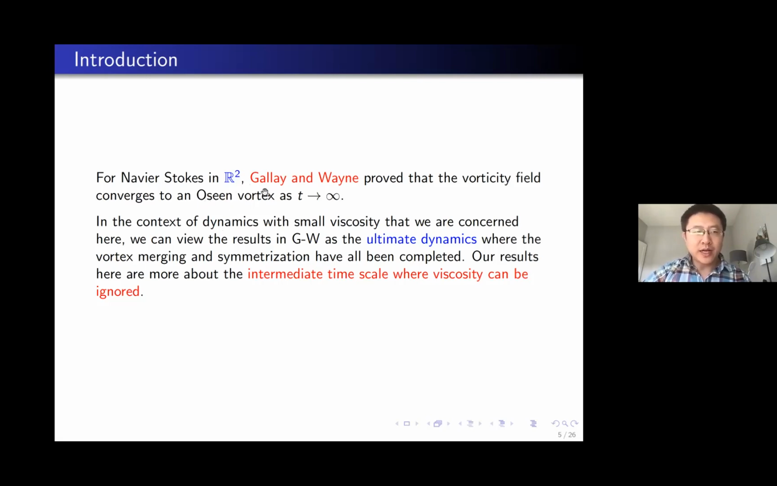So how do we understand these two different phenomena? Well, in our context with small viscosity, one could understand Gallay and Wayne's result as the so-called ultimate dynamics, where all these interesting merging and symmetrization processes have finished. Then you see only one Oseen vortex. But if we consider the small viscosity situation, we are more interested in the intermediate dynamics before the merging and symmetrization processes have finished. This is the process where we believe the viscosity is not the dominant feature, because the viscosity in all this is very, very small.